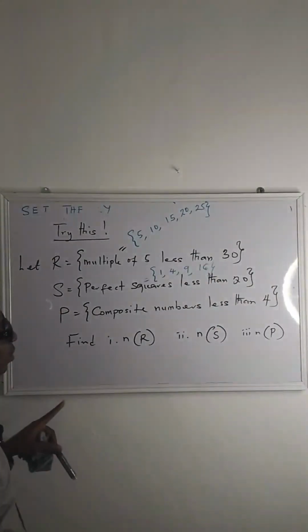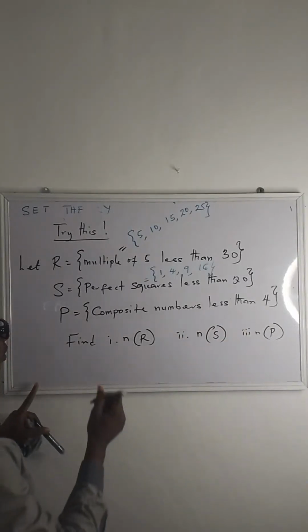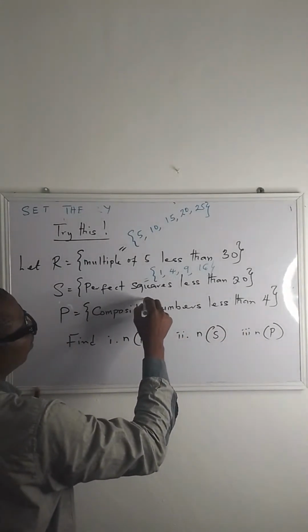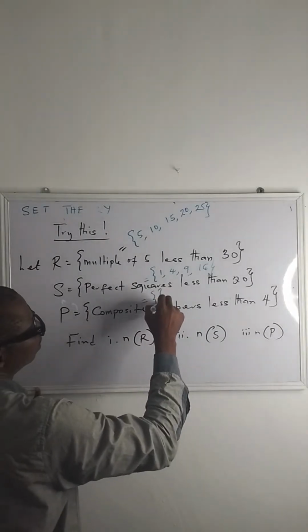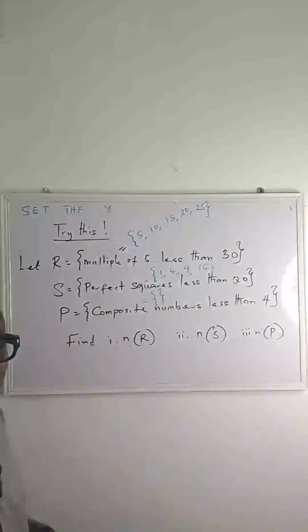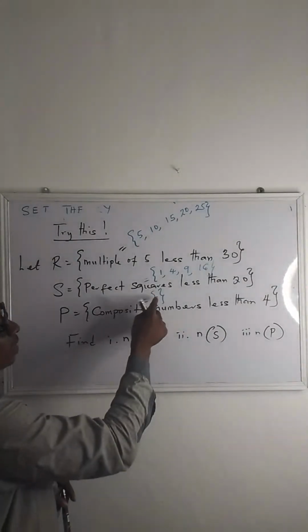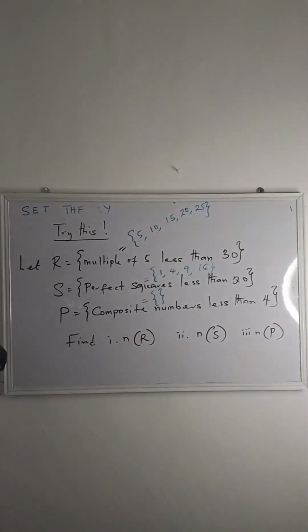Okay, now let's look at the last one. Composite number less than 4 is going to be an empty set, because the first composite number is 4. So we have to list composite number less than 4. That means there will not be any element in the set. So it's going to be a null set.